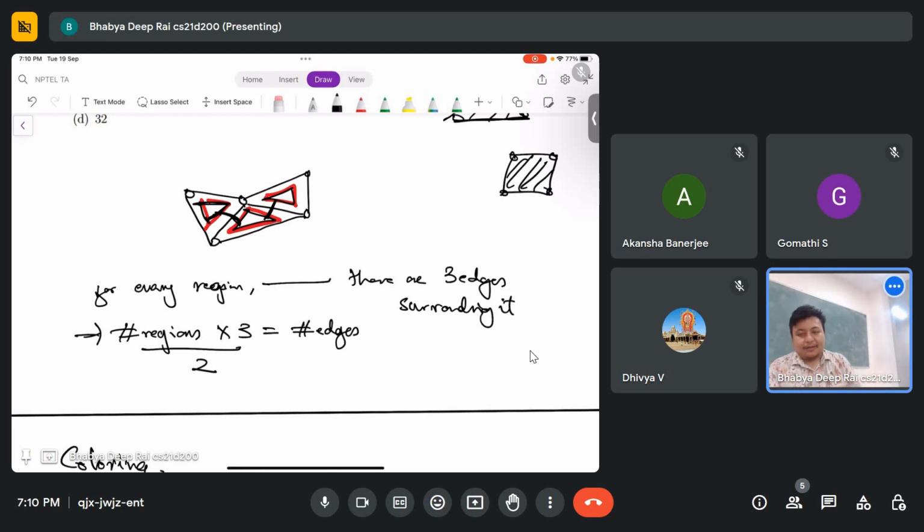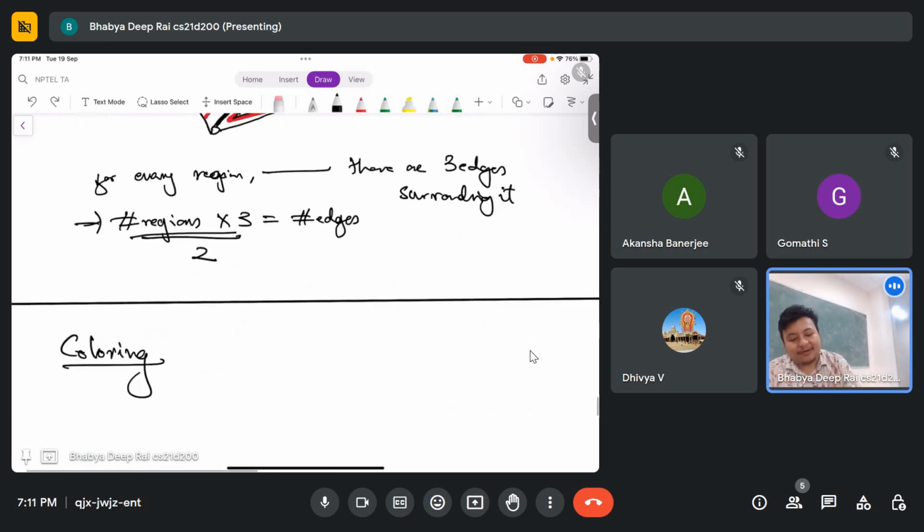Okay. I'm telling you that each region is bounded by 3 edges. Now each edge is shared by 2 regions. So if I simply do number of regions times 3, then I'm overcounting, right? I've already counted this edge. Let's say I've already counted this edge, but I'm counting it for this region also, I'm counting it for this region also. So I need to divide it by 2 to remove this overcounting.